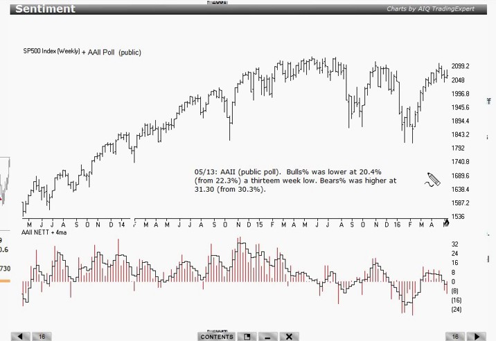Elsewhere, we've got the public poll from AAII. Bulls percent was slightly lower at 20.4% this week. That's a 13-week low for the bulls percentage. Bears percent was higher at 31.3%. The 4-week moving average of the net, the bulls minus the bears, has just dipped into negative territory again. This is pretty much neutral, I think.